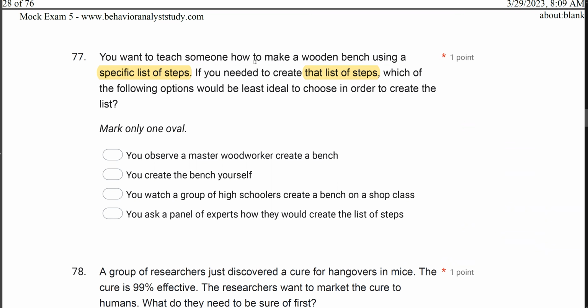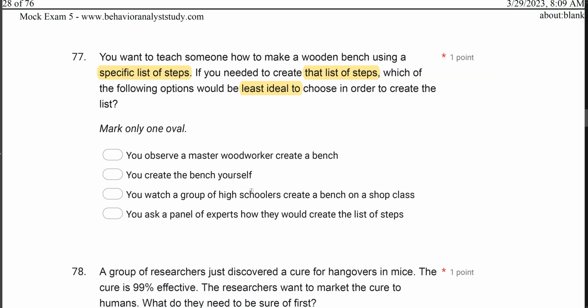And in Cooper, there's 3 very specific ways they recommend going about task analyses. Okay, so we're looking for the least ideal to create this list of making a wooden bench. A, you observe a master woodworker create a bench. Well, consulting with an expert or watching someone competent and an expert is a perfectly good way of creating a list. B, you create the bench yourself. Doing the task yourself and then adjusting, again, is acceptable. All right. This one might be a little harder, but it is an acceptable way of creating a task analysis according to our literature. C, you watch a group of high schoolers create a bench in a shop class.